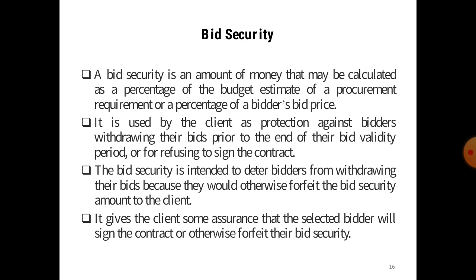The bid security is intended to deter bidders from withdrawing their bids because they would otherwise forfeit the bid security amount to the client, and it gives the client some assurance that the selected bidder will sign the contract or otherwise forfeit their bid security.